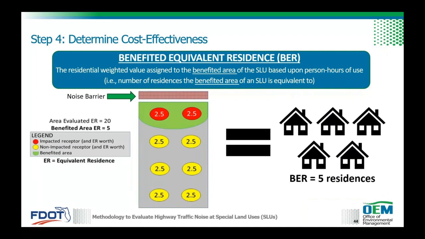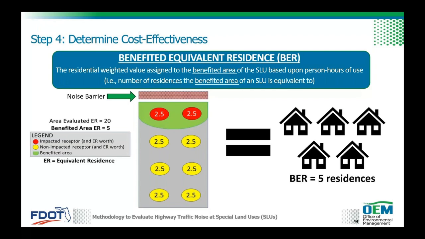This slide helps to graphically represent the benefited area and receptors and the equivalent residence of those receptors. So to aid with equating a special land use to a residential value, a benefited equivalent residence is calculated, also known as BER. The benefited equivalent residence is the residential weighted value assigned to the benefited area of the special land use based upon person hours of use. In other words, this is the number of residences that the benefited area of the special land use is equivalent to. Remember this term for later, the benefited equivalent residence.